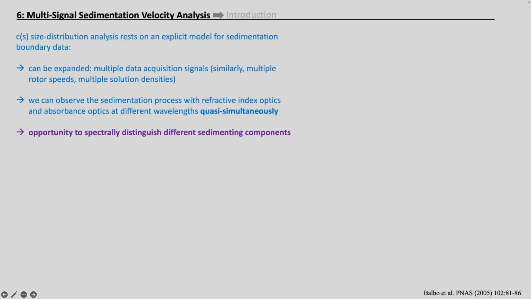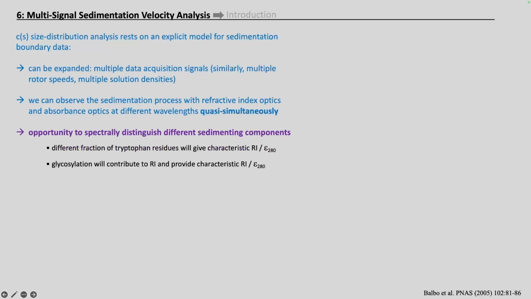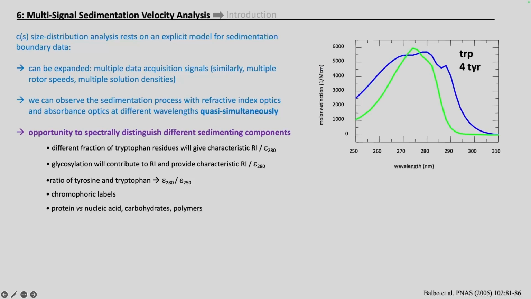For example, proteins have different fractions of aromatic amino acids, especially tryptophan, and as a result, the ratio of refractive index signal to UV absorbance signal at 280 nanometers can be very different. Furthermore, our proteins of interest often have different ratios of tryptophan to tyrosine, and as you can see here, that will affect very much the ratio of the signal at 280 relative to the minimum around 250. And of course, if we are out of luck, we can attach chromophoric labels if need be.